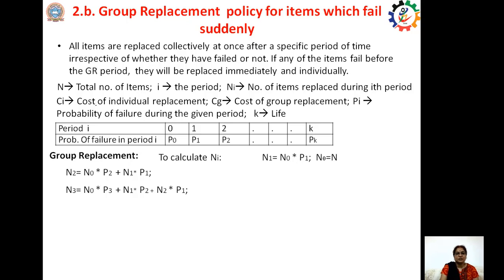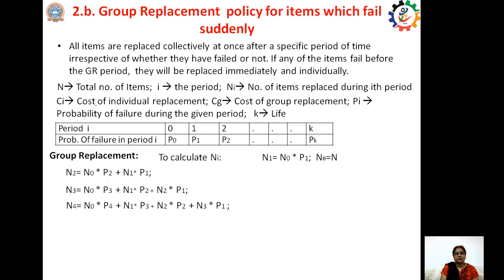Similarly, when we go for the third one, there are three parts. The bulbs which were not replaced, for them it is the third month. Bulbs which were replaced in the first month, for them it is the second month. Bulbs which were replaced in the second month, for them it is the first month. They follow the corresponding probability distribution.